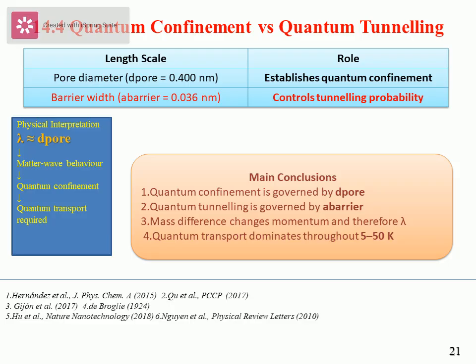Now, let's understand the difference between quantum confinement and tunneling. Pore diameter controls the confinement, while barrier width controls the tunneling. Both are important. So the different masses give different wavelengths and tunneling probabilities. That is the heart of our separation.